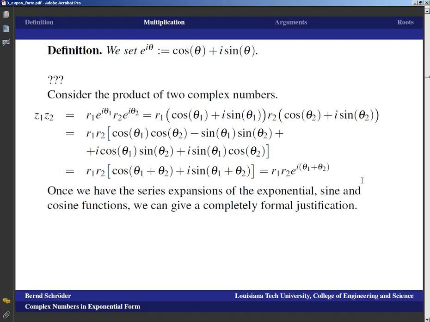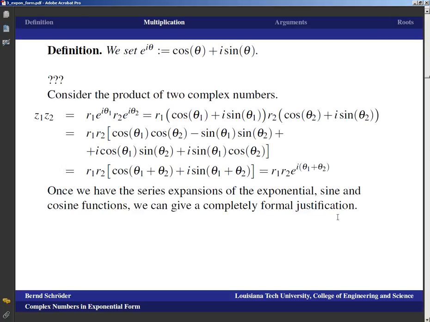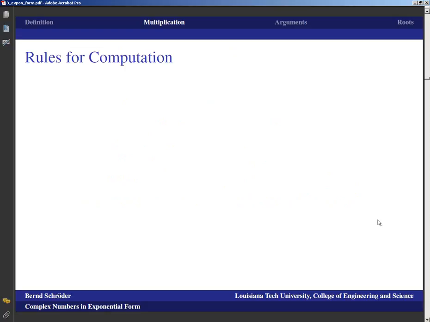And, well, basically that explains why we would choose this to be the notation for cosine theta plus i sine theta. It essentially acts like an exponential with an imaginary exponent. And once we've got the series expansions of the exponential, sine, and cosine functions, we can show that this is really not just a coincidence in notation. Once we interpret sine, cosine, and exponential as functions of a complex variable, this identity will in fact work for all complex numbers.